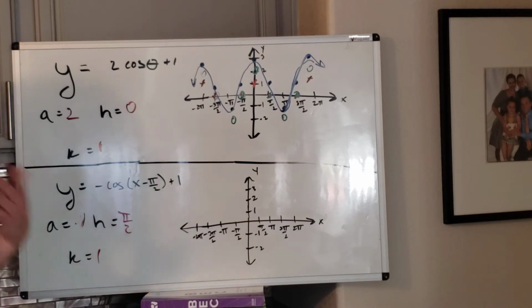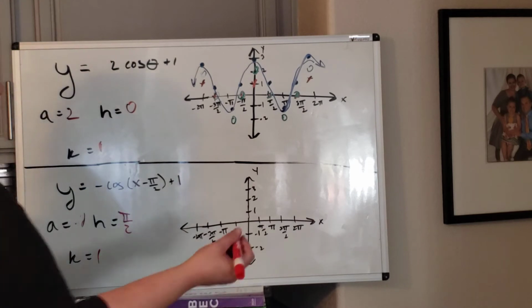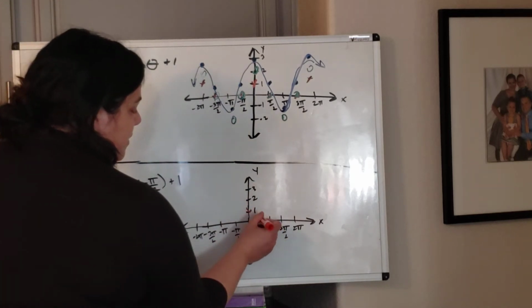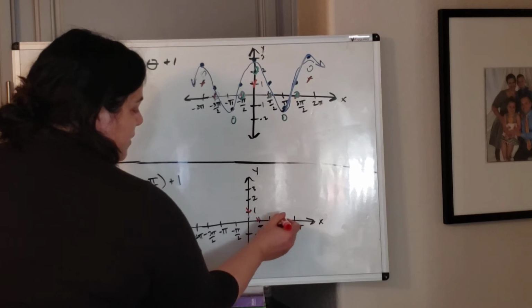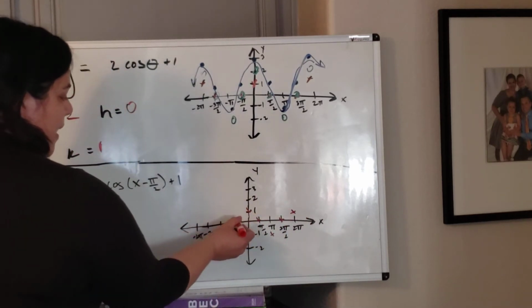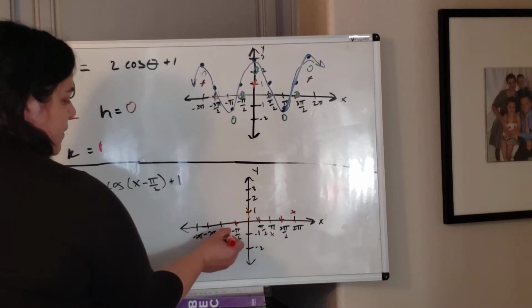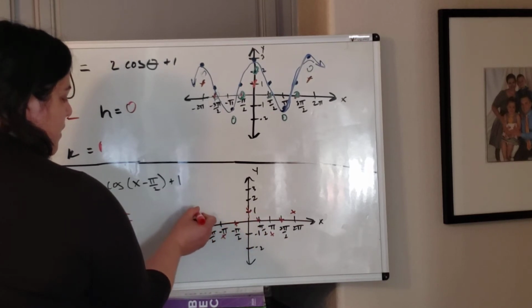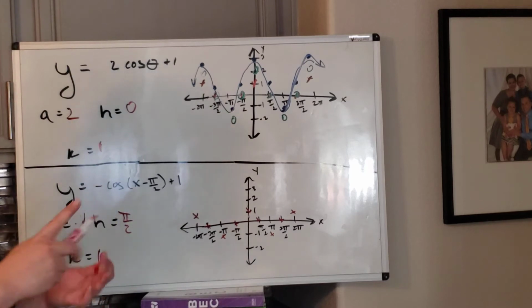So again, before I do anything, I want to go ahead and mark my parent function. My cosine starts at 1. So I have 1, 0, negative 1, 0, 1. And then I also move in the back direction. So 1, 0, negative 1, 0, and 1.